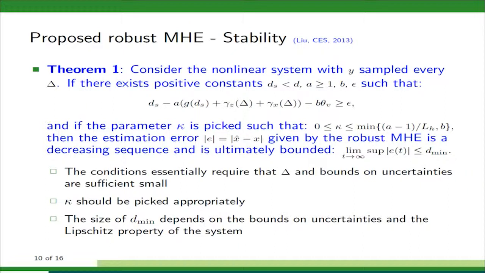Under certain conditions, we can prove the estimation error given by the proposed moving horizon estimation is a decreasing sequence, and the estimation error will eventually be bounded in a small region. This condition essentially requires the sampling time to be small enough, and also the bounds on the uncertainties to be sufficiently small.